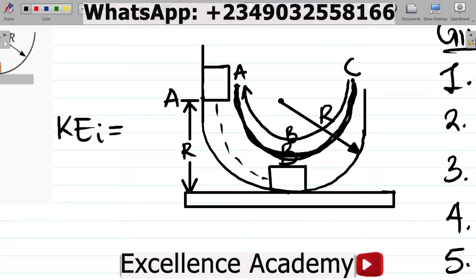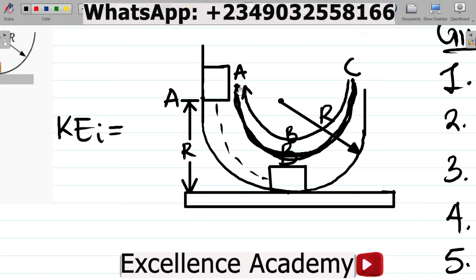It swings from C to B to A, stops at A, then goes back to B, right? And then goes to C, stops at C, just like that. So that's the motion of this, all right? Moves from A to B and then C, stops at C, then goes back to B, and then from B to A, stops at A.